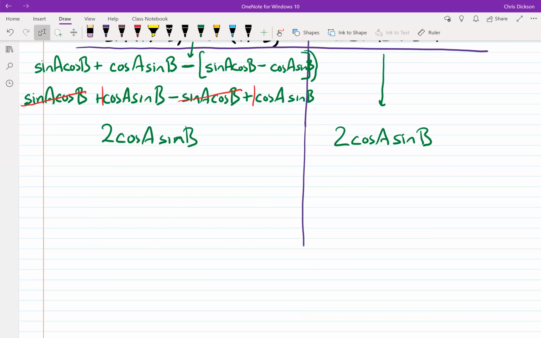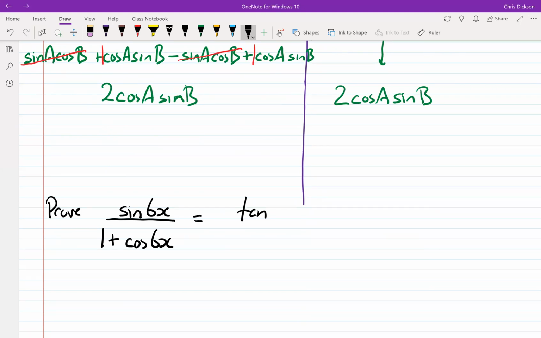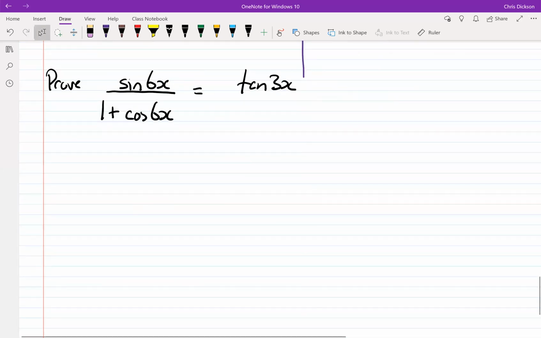Yeah, let's go. Okay, so let's prove that sine 6x all over 1 plus cos 6x is equal to tan 3x. Okay. So I'm going to try to prove that is true. So we kind of have to assume it is true, otherwise it's not provable.